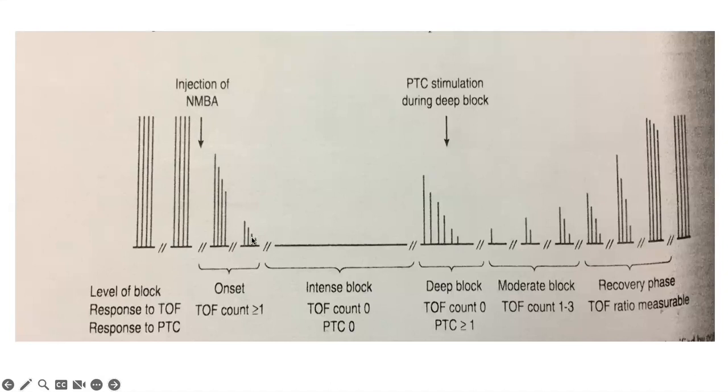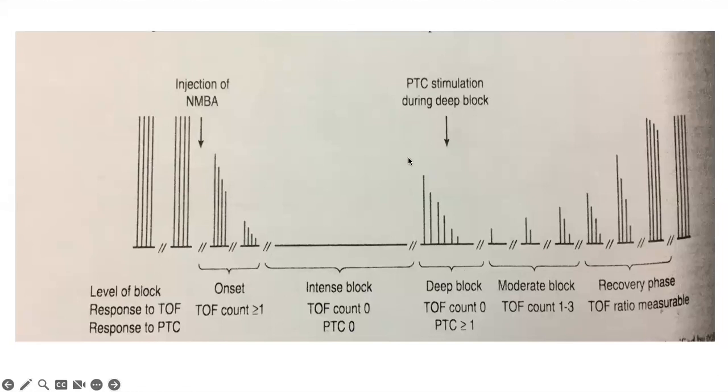And then you decide, let's say, for example, to give more muscle relaxant. And when you do that, now you have an intense block. Now you don't even have a twitch anymore. And because you don't have a twitch anymore, you decide to use post-tetanic count, because that's when it's indicated. Then your post-tetanic count stimulation during a deep block gives you this number of twitches.